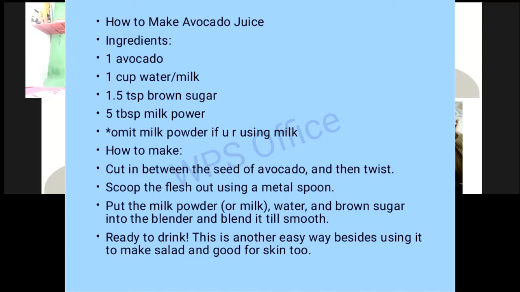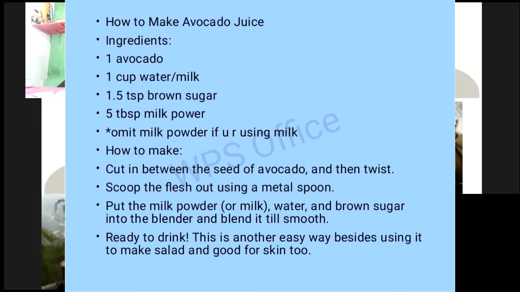Then how to make it, or the step. Cut in between the seed of avocado and then twist. Scoop the flesh out using a metal spoon. Put the milk powder or milk, water, and brown sugar into the blender and blend it till smooth. And then it's ready to drink.